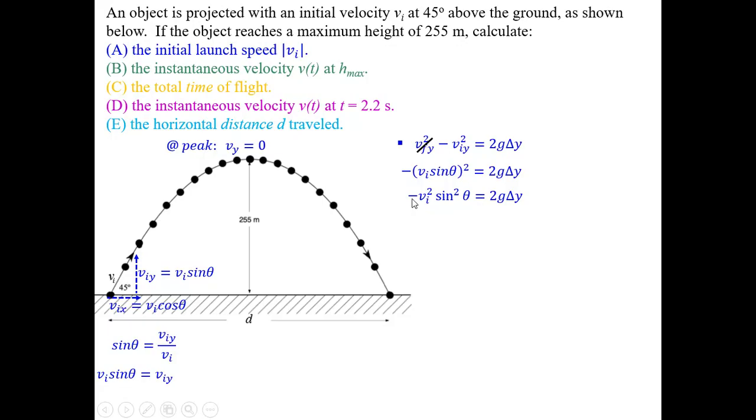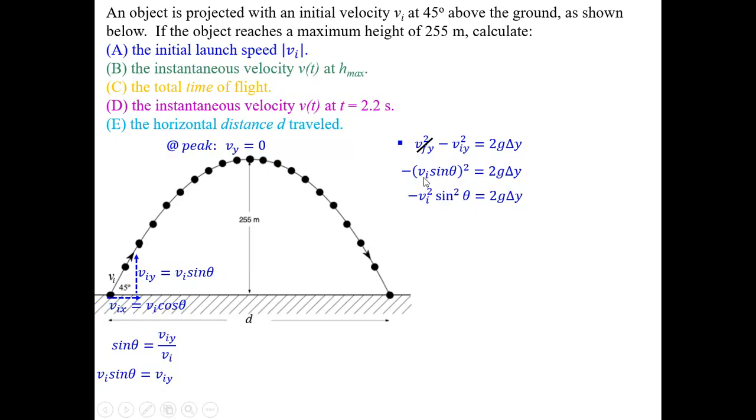So therefore you get negative VI squared times sine squared of theta equals 2g delta y. The right side has really stayed the same, right? But as you can see here, we now have VI by itself. So this VI is not VIY. We started with VIY, but then we substituted out for VI and sine. So now I just have VI, which I can now solve for.